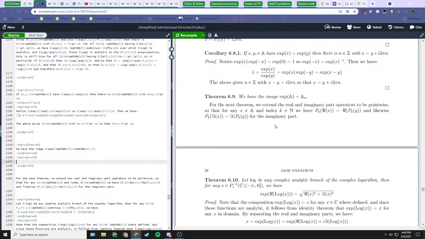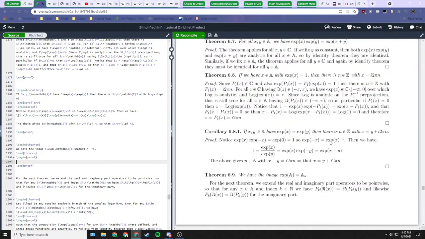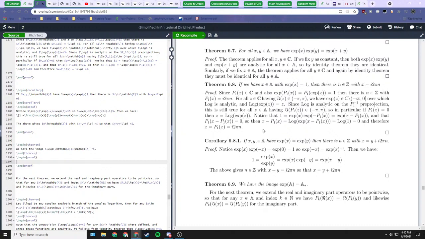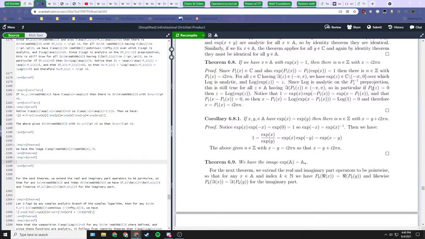What did we say? So, up here, in this theorem here, we noted log is analytic on the P1 inverse pre-projection, blah, blah, blah. Log of exp is z. That's what we had.